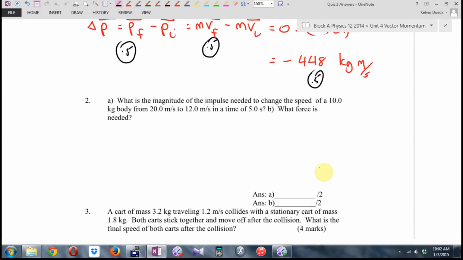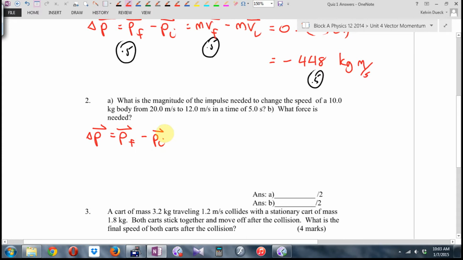Anyways, needed to change the speed of a 10 kilogram body from 20 meters per second to 12 meters per second in a time of 5 seconds. I am going to get a negative answer here because I'm slowing it down. It is going to lose momentum. I've got to take momentum away from it. They want the impulse. Impulse is going to be final minus initial.